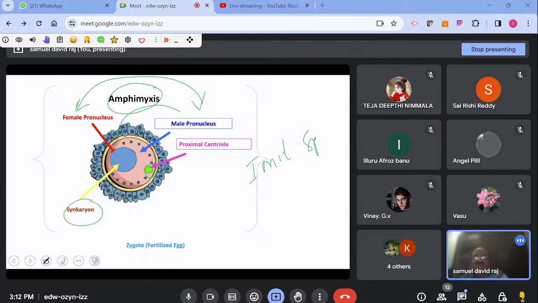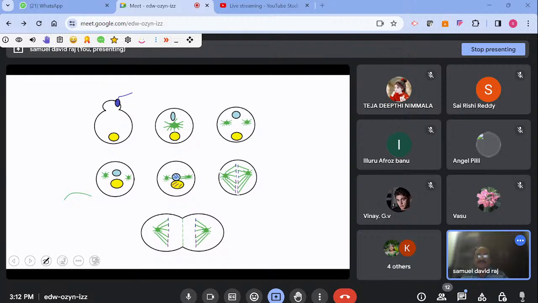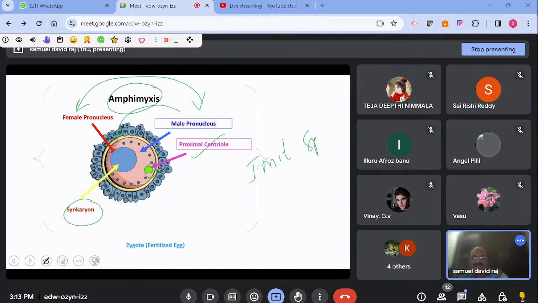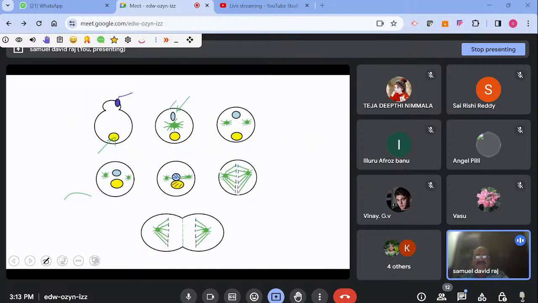Along with this, the proximal centriole is released, which forms the first mitotic spindle during cleavage. So this is what happens. This is the female pronucleus, and the male sperm enters and releases the male pronucleus, and this proximal centriole is responsible for the formation of the first mitotic spindle, so that cleavage starts and divides to form two cells.